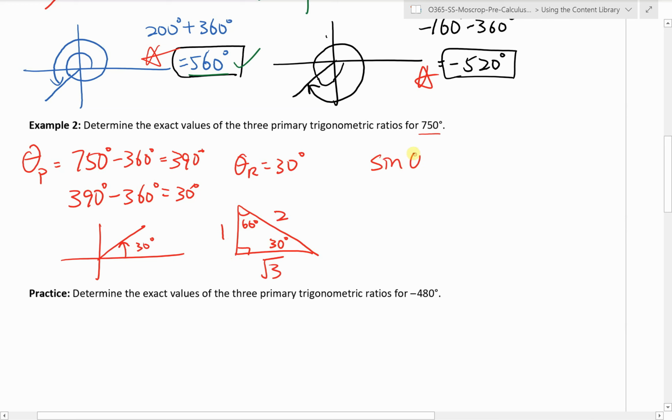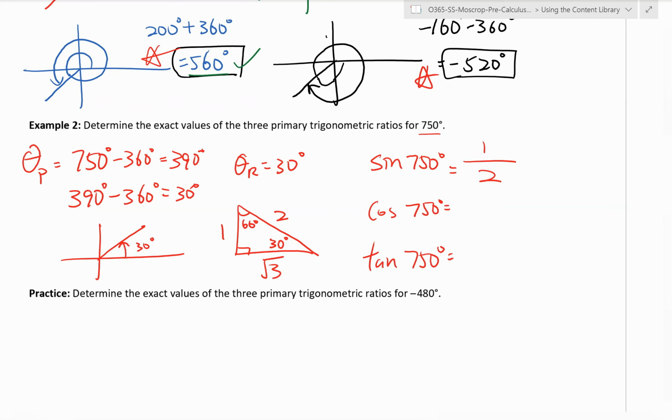So then we can go sine, and actually, sorry, not theta. We actually know it's sine 750, cosine 750, and tangent 750. Okay, sine is opposite over hypotenuse. Opposite side is 1, hypotenuse is 2. Now we need to consider the signs. Since 750 degrees is in quadrant 1, therefore all the ratios will be positive. So I don't need to worry about the signs. Cosine would be adjacent, which is root 3, over hypotenuse, that's 2. Tangent is opposite over adjacent, so 1 over root 3.